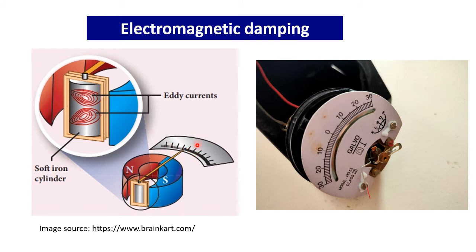So due to electromagnetic damping we are able to measure the reading easily. If it is not there, it will vibrate continuously, and then we can't measure the exact reading. So by eddy currents we are developing electromagnetic damping, and we are arranging the needle at a fixed position. So this is one of the advantages of eddy current.